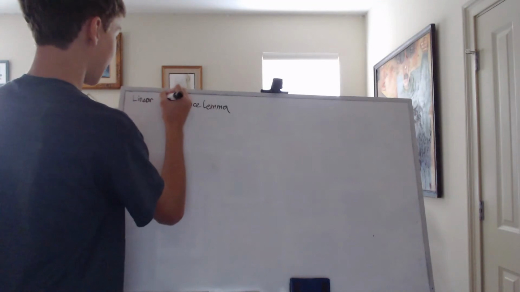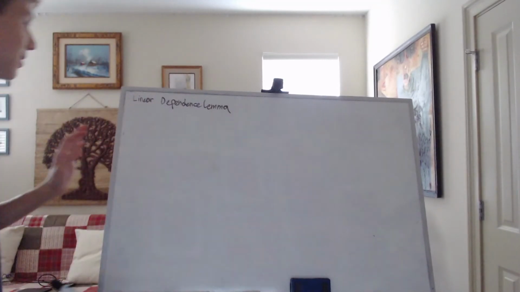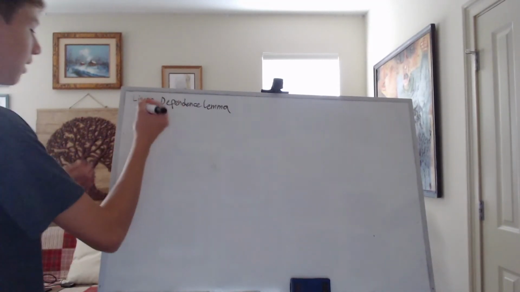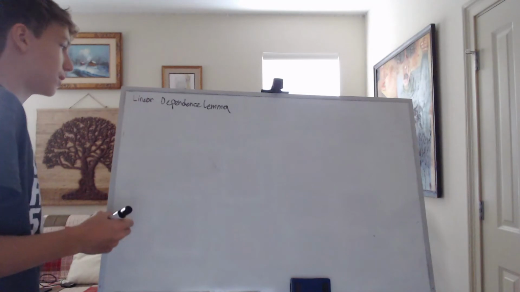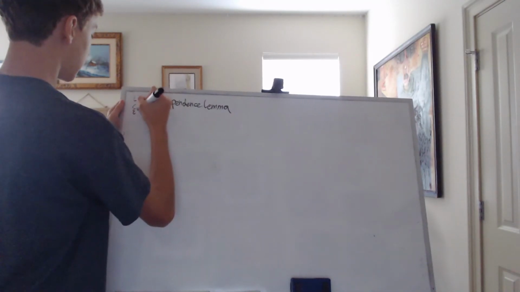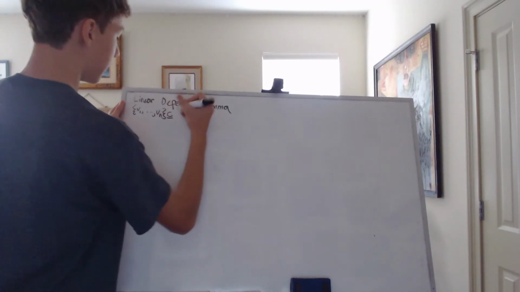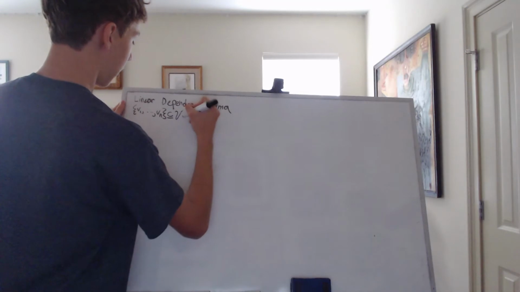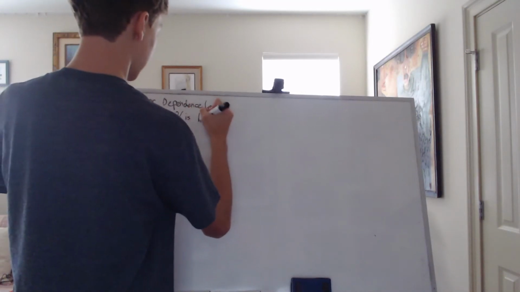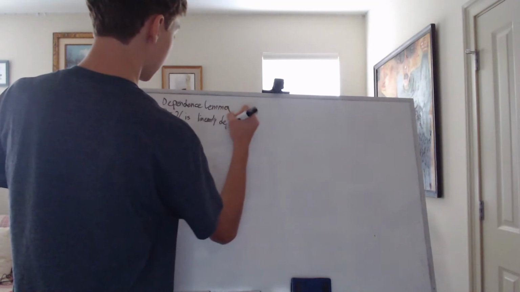Linear dependence lemma, sorry. Right, it should be, yeah, linear dependence lemma. Okay, so this has two parts. Again, suppose that the set of vectors v1 all the way to vn, a subset of our vector space V, is linearly dependent.